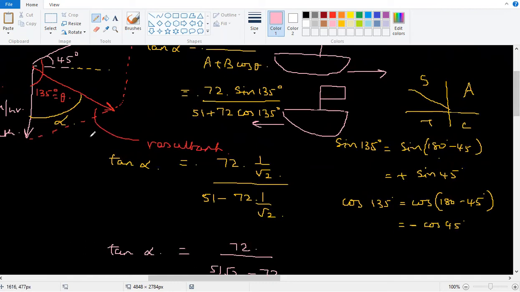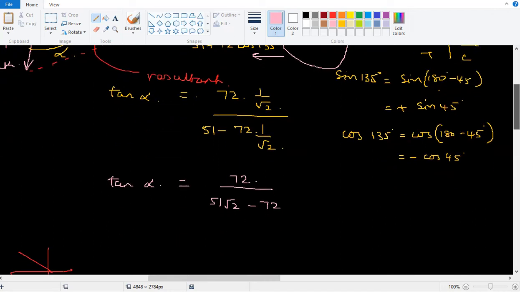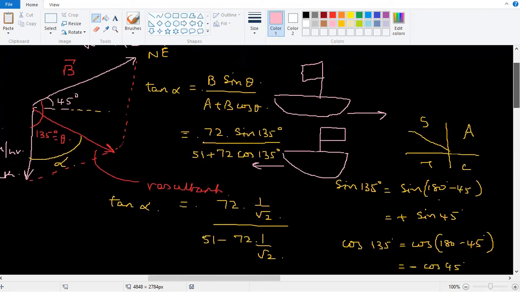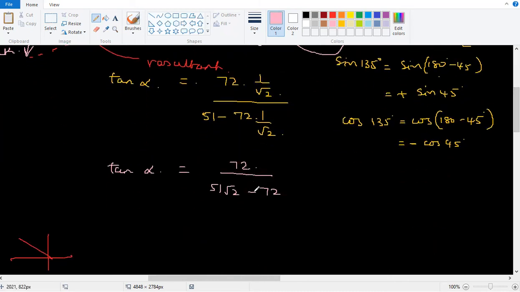Alpha is the angle with this one. So I think... I'm wondering if I'm making any mistakes here. Let's see. Okay, so that is correct.